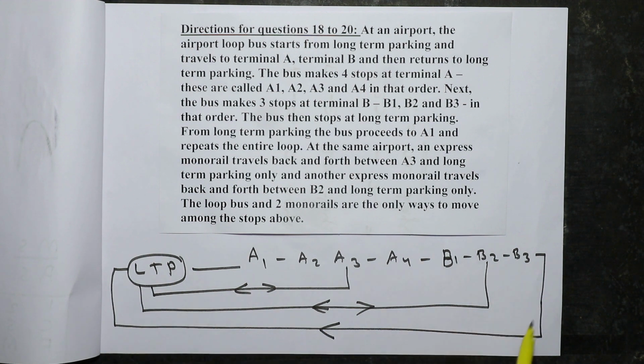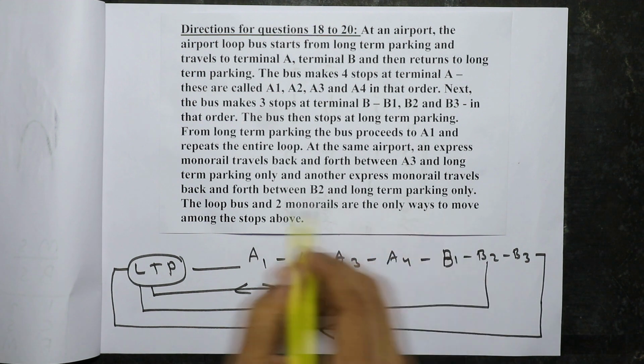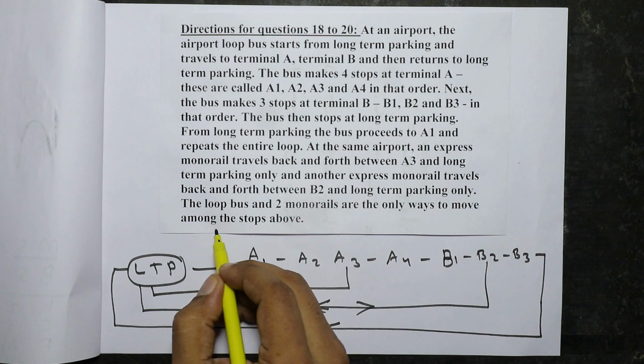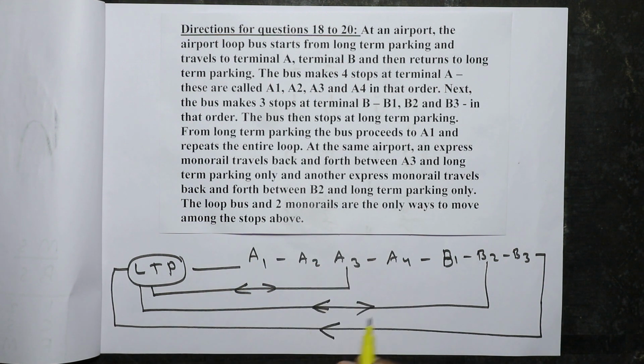The loop bus travels the whole distance, and these are the 2 monorails. The loop bus and 2 monorails are the only ways to move among the stops above. Let us start now.